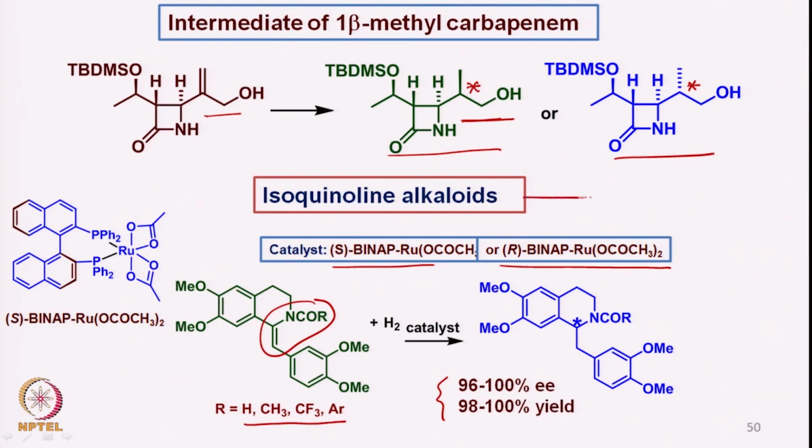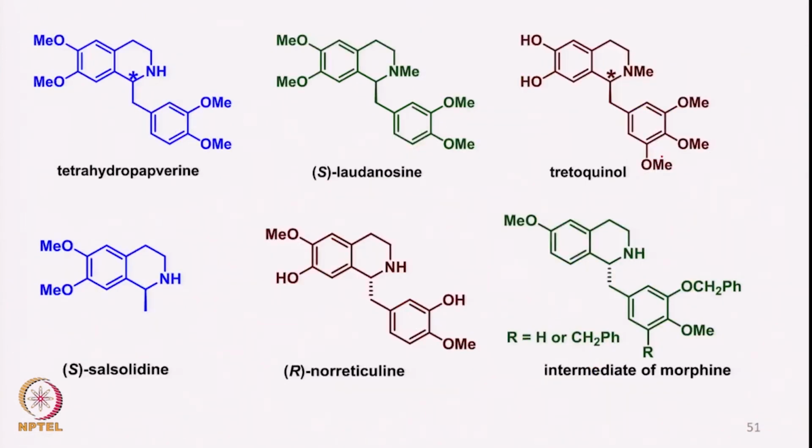So, these isoquinoline type of alkaloids, which are very useful, can also be synthesized, and then this carbapenem antibiotic type of molecules can also be prepared in optically pure form. As one can see, different isoquinoline type of alkaloids like tetrahydropapaverine, laudanosine, salsolidine, norreticuline or morphine type of molecules, intermediates, they all have been synthesized by Noyori's hydrogenation reactions using the catalyst based on binap.